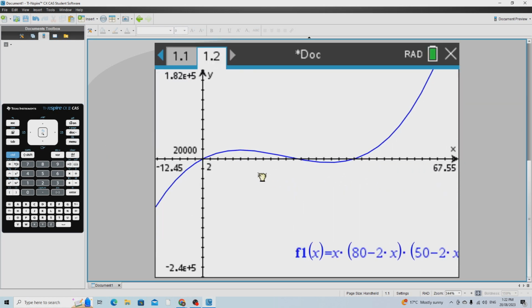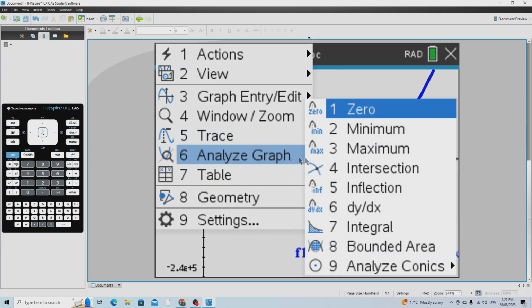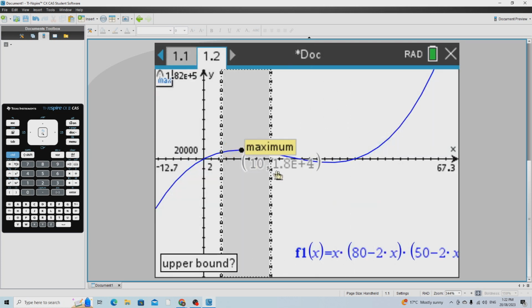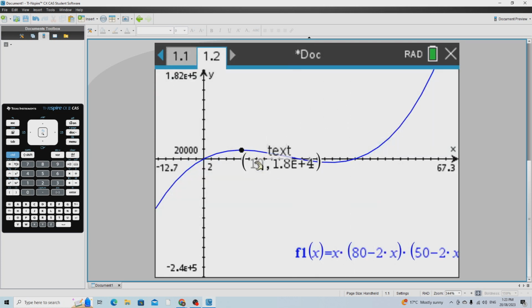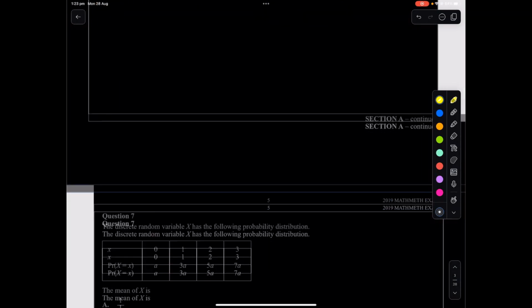Okay, perfect. So this is our maximum. We want to find where it occurs. So go on your analyze graph, maximum. It occurs at x equals 10. So A would be your answer for that one.